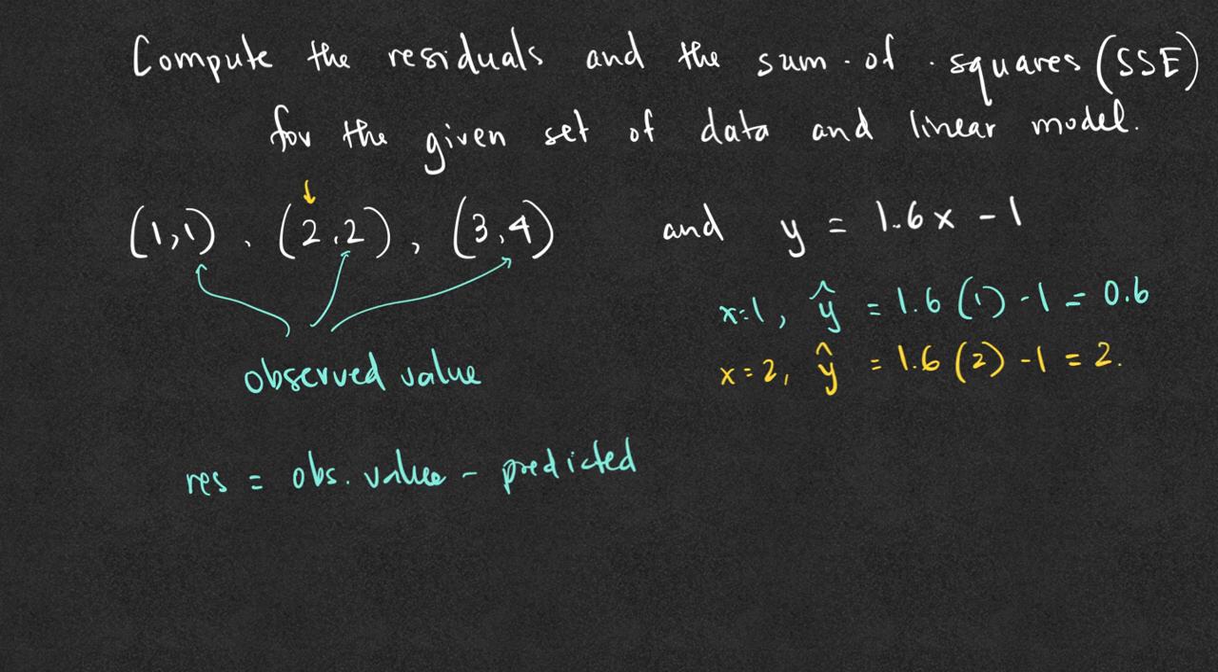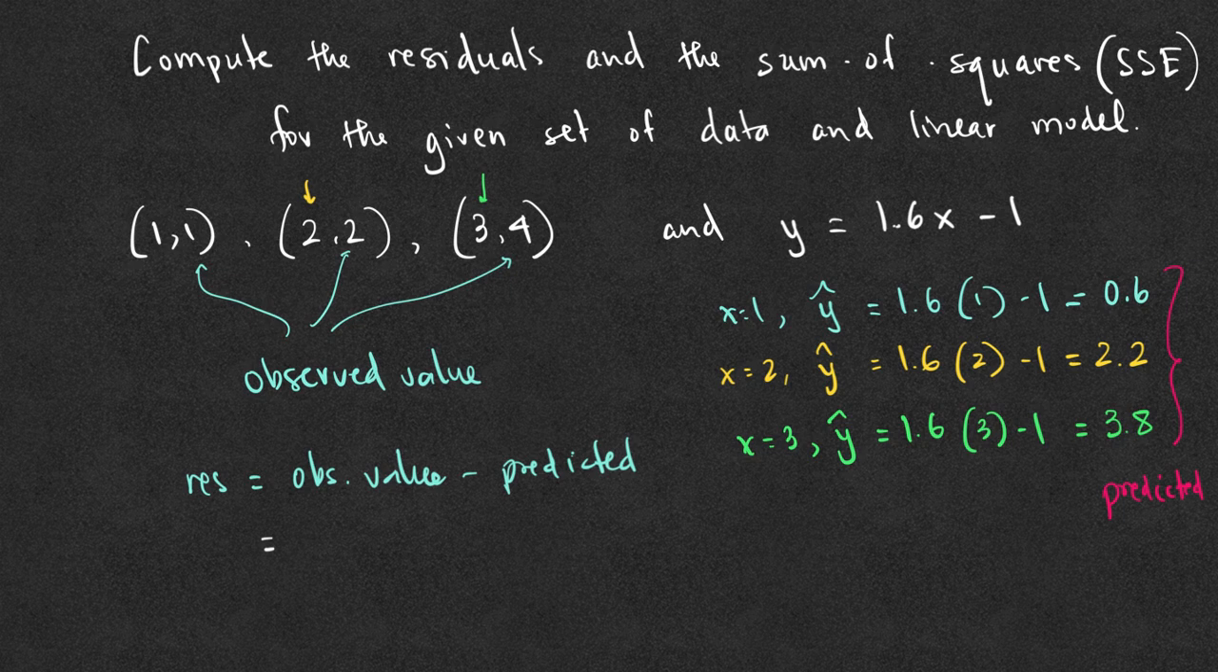And this is 2.2. And for the third point in the data set, x equals 3. The corresponding predicted value y hat is 1.6 times 3 minus 1. And this is 3.8. Now, these y values that we just computed are called the predicted values. To compute the residuals, we simply take the corresponding observed value minus the predicted value.